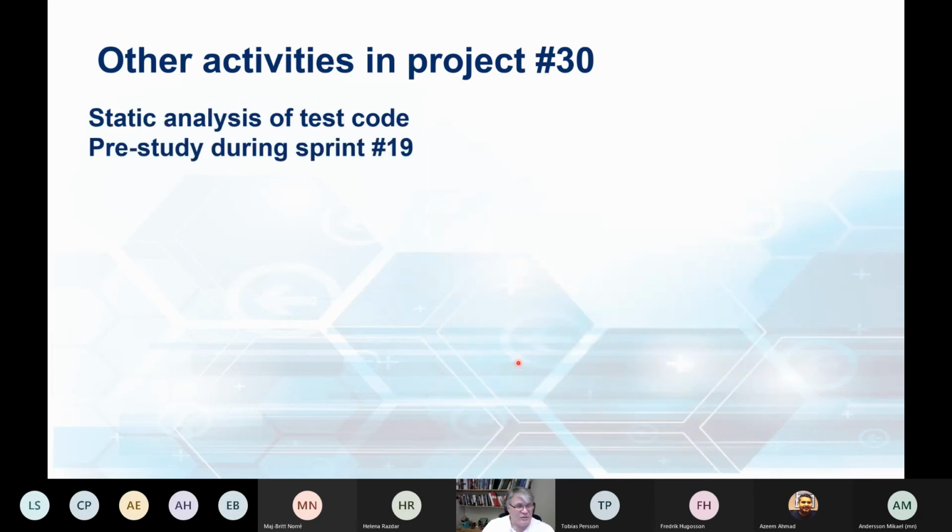And Jean Malm and Björn Lisper are working on static analysis of code. So they have done a pre-study during sprint 19, but we hope that we will get much more to talk about these things in the reporting workshop next sprint. And we also think of trying to mine data from static analysis to use that in the flaky test detector that Asim will show you in a couple of minutes.